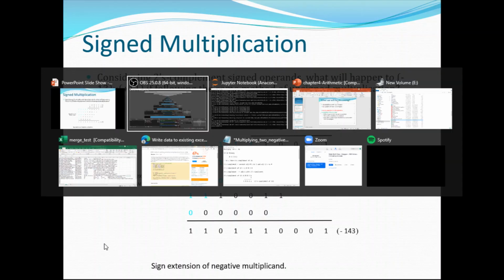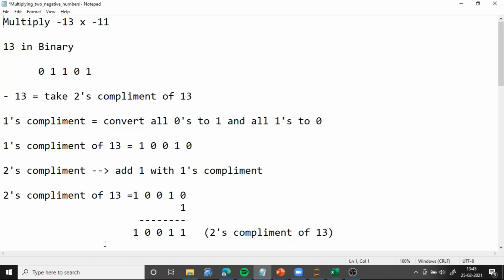Next we shall see how we will perform the multiplication when both the multiplicand and multiplier are negative numbers. So let us take the same numbers. Say the multiplicand is minus 13 and the multiplier is minus 11. Now 13 in binary is 0 1 1 0 1. Now minus 13 means you have to represent it in 2's complement.